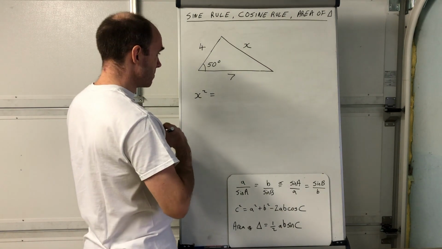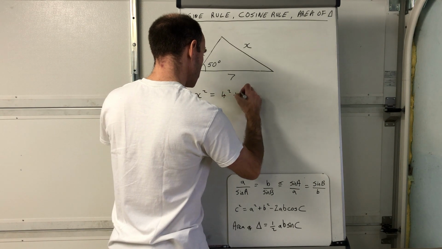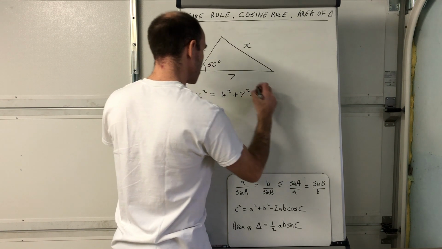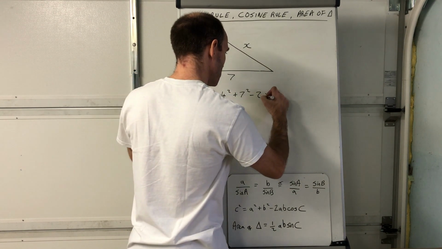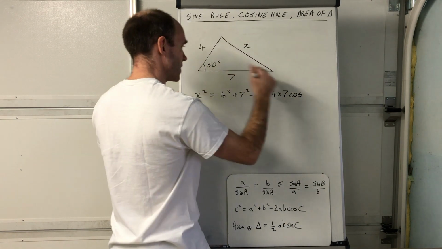And then it's quite simple. You just do that squared plus that squared, so 4 squared plus 7 squared, and then subtract 2 times that, so 2 times 4 times 7, and then cosine 50 degrees.